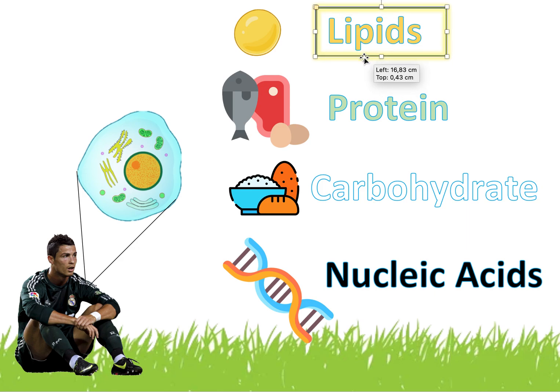To understand this, picture Ronaldo, okay? He's a human being just like you and me, and he is made up of billions of cells, right? Cells are the smallest unit of life, the smallest living thing. Now, to go one step further, what are cells made of? Cells are made up of these four macromolecules: lipids, protein, carbohydrates, and nucleic acids.